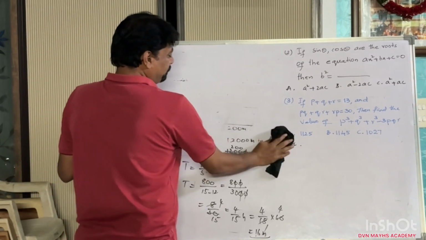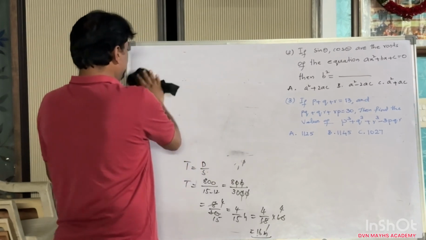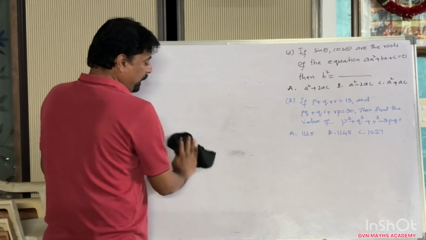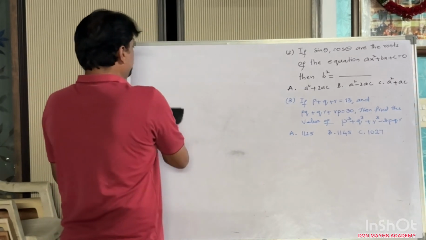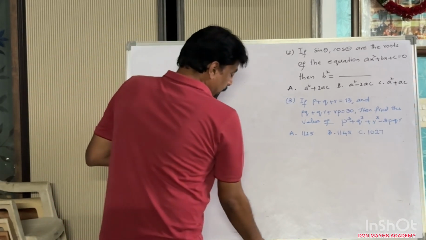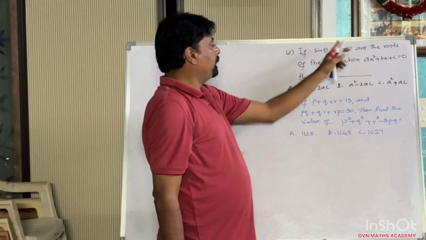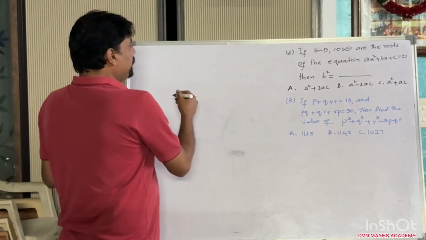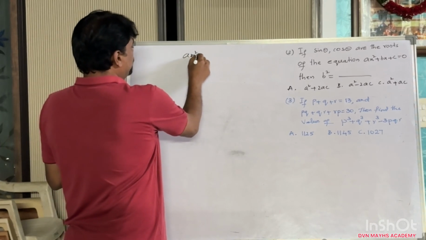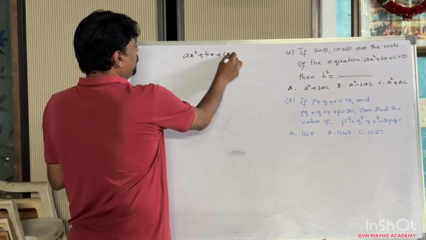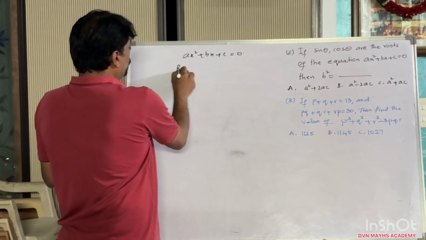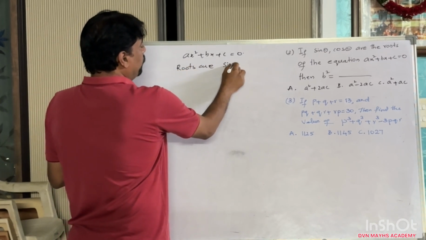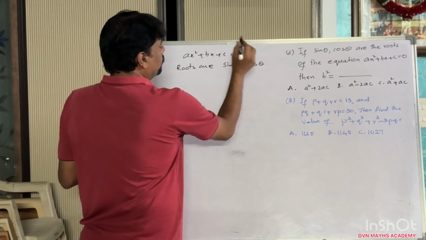For example, in a quadratic equation, you know that every quadratic equation has two roots. Here, sin theta and cos theta are the roots of the equation ax square plus bx plus c. So here ax square plus bx plus c is the given quadratic equation. So the roots are sin theta and cos theta.